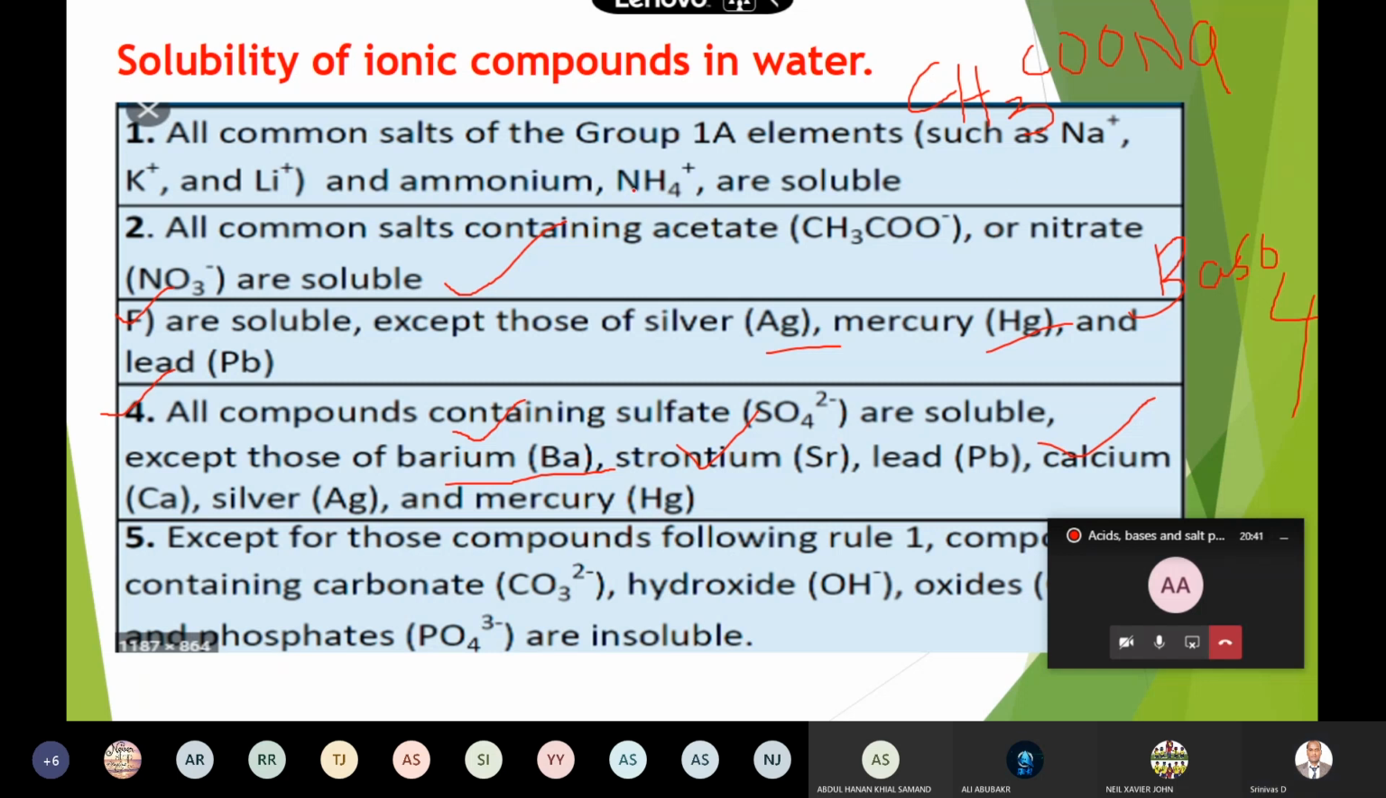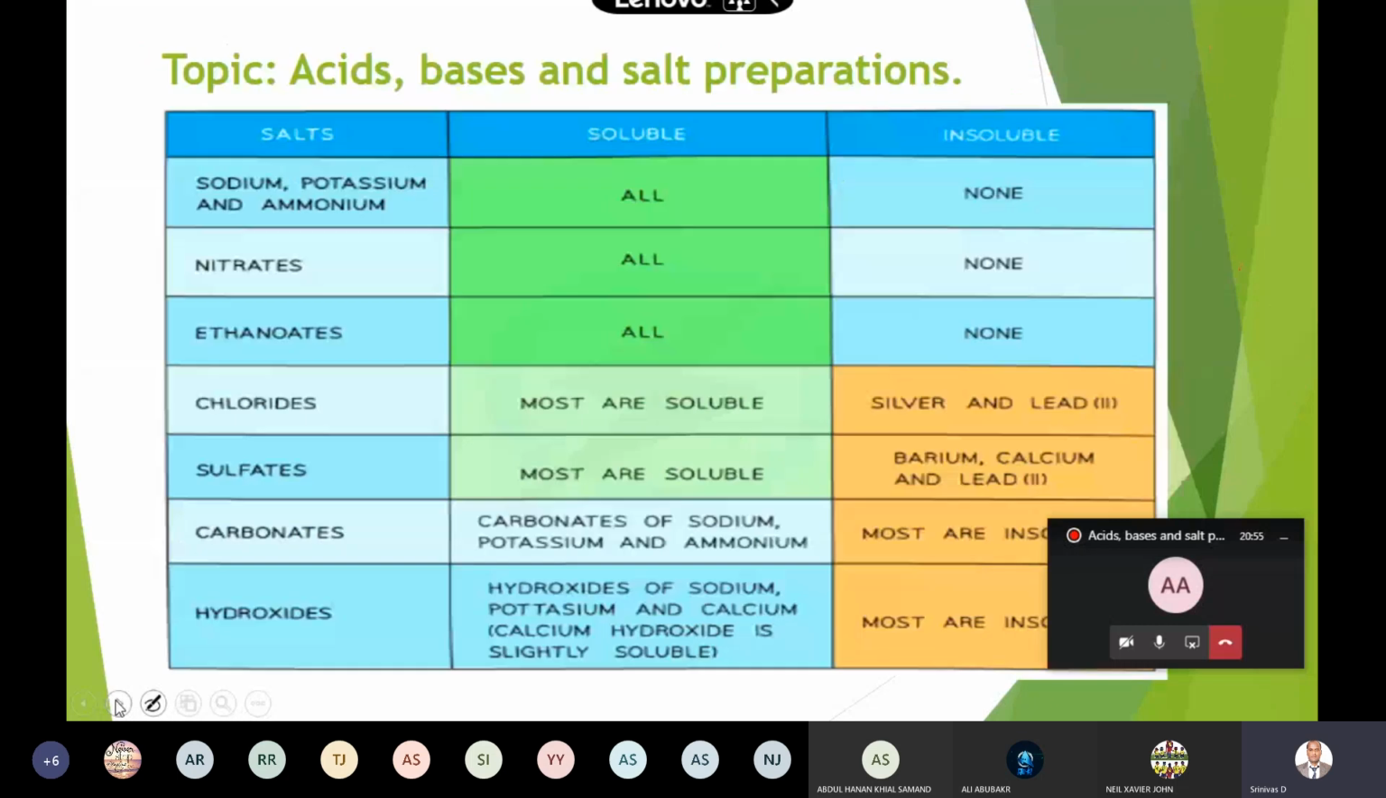Sulfate salts. Next, except for those compounds following rule 1, this I will explain in some other slide. If this is too confusing, here I have another slide for you: acids, bases, and salt preparations, you can check.